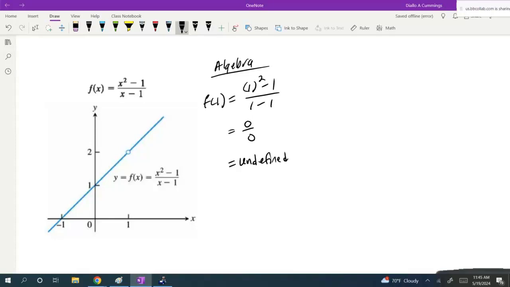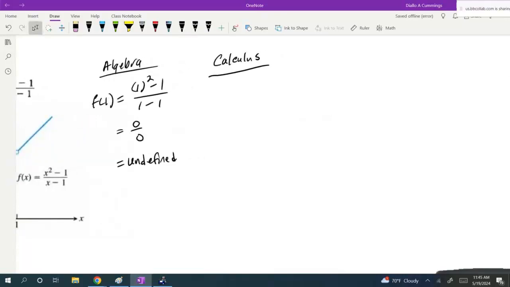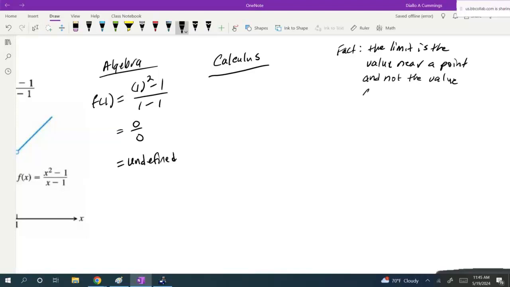So algebraically, when x is equal to 1, the value is undefined. Now in calculus, and this is just a fact, the limit is the value near a point and not the value at the point.